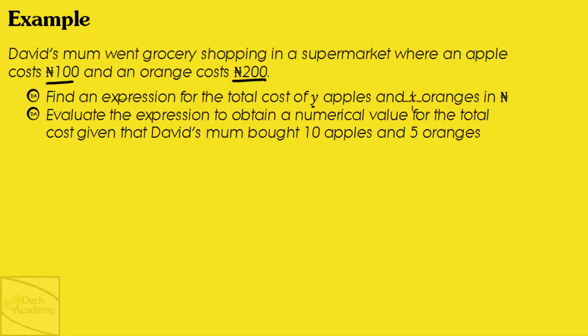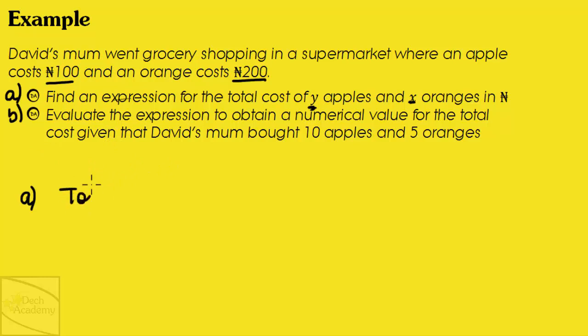X here, X oranges, so X is the number of oranges. We don't know what value X is, but X is just a symbol being used to represent the number of oranges. Y is a symbol here being used to represent the number of apples. So to answer the first question, I'll call this A and I'll call this B. An expression for the total cost of Y apples and X oranges.